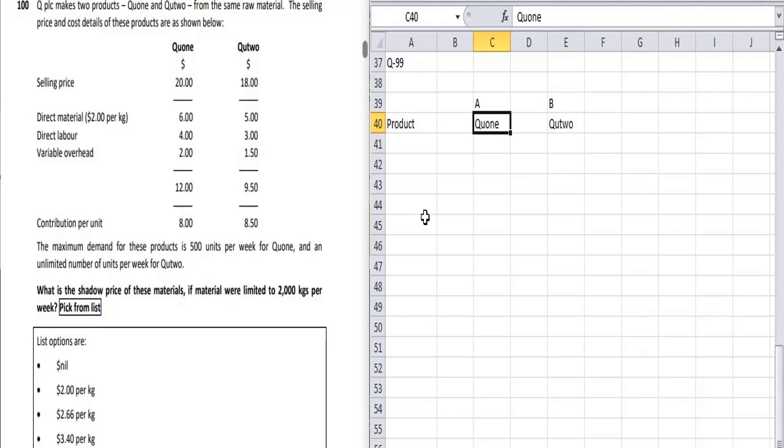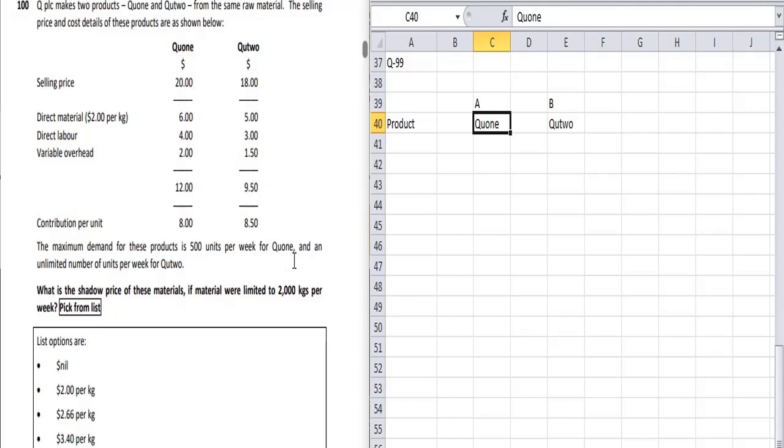Okay, the company makes two products from the same raw materials, and the selling price and the cost details of these products are as follows. Selling price, direct material, direct labor, and variable overhead are all given for both products. Contribution is also given. The maximum demand is 500 units per week of Q1, and an unlimited number of units per week of Q2. What is the shadow price of the material?